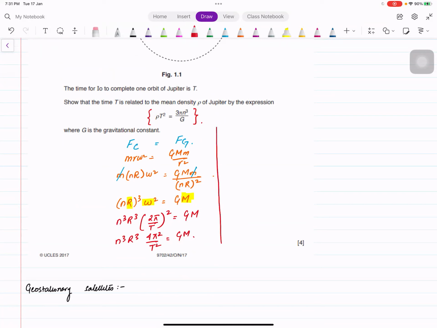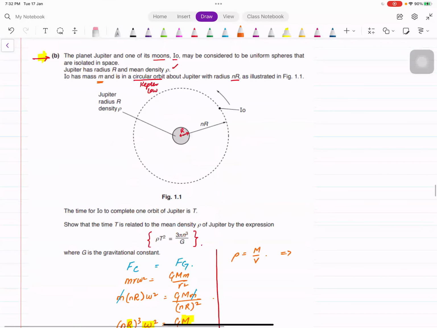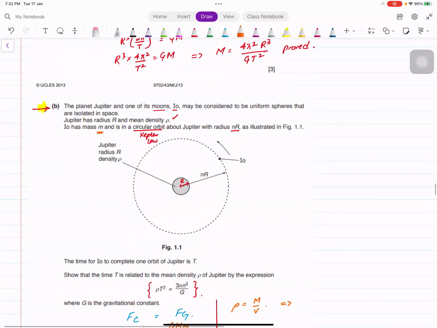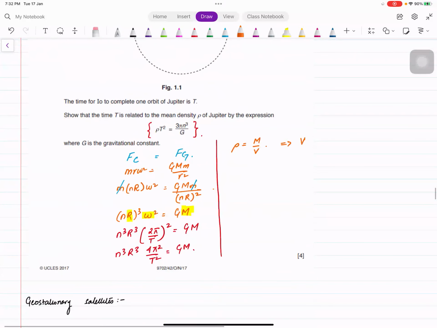Okay. If you see, there is density in this. And I have learned from my AS and O levels and IGs that density is given by mass over volume. If I need to bring in density, I need to divide mass over volume. Also, they say they're uniform spheres, which means the volume of a sphere is given by 4 by 3 pi r cubed. What do you guys say?